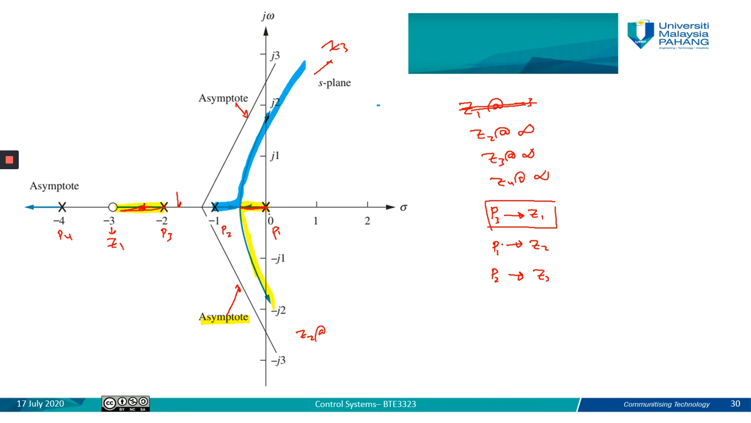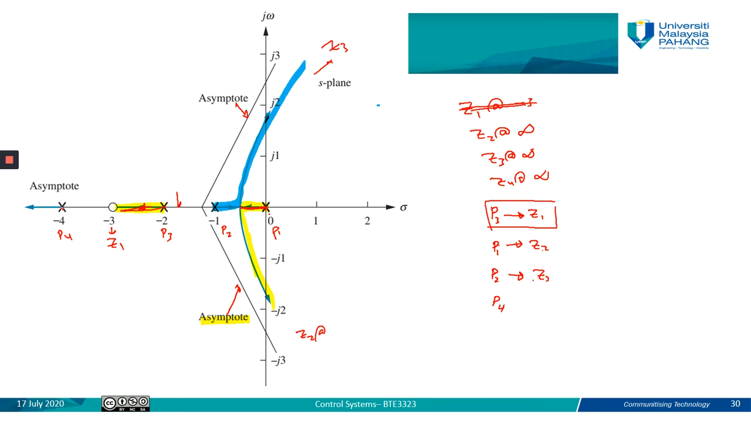Okay, so start at pole, end at 0. Start at pole, end at 0. Okay, the third or the last pole here, which is B4, because B3 is already covered here, so B4 is here. So B4 will go to infinity also.